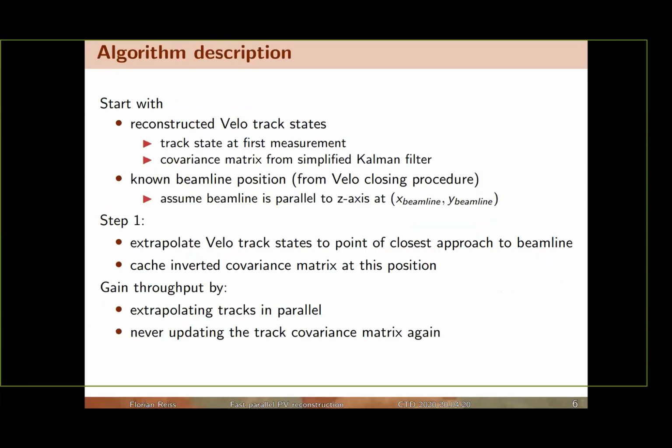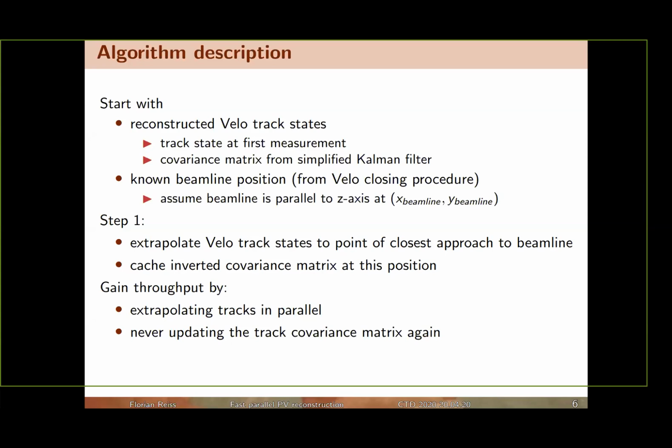With this algorithm, we start from the reconstructed tracks in the Velo, where we have the track state at the first measurement, the measurement closest to the interaction region, and the covariance matrix from a simplified Kalman filter. We also need the beamline position, which we know from the closing procedure of the vertex locator. We assume here that the beamline is parallel to the Z-axis at a certain X and Y coordinate.